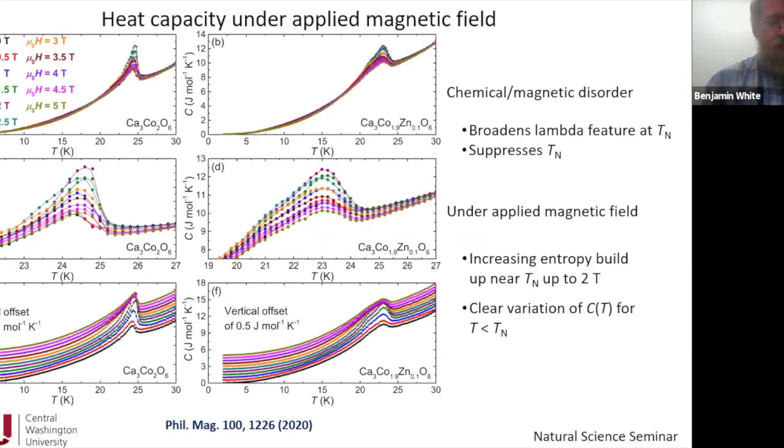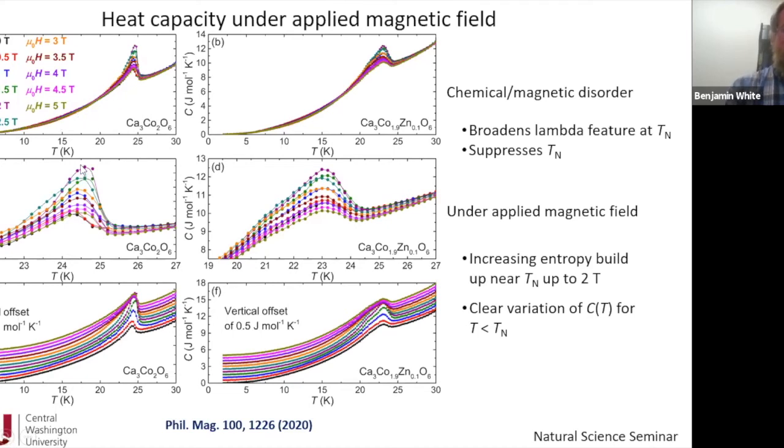The way we did it was by measuring heat capacity. This is a figure from the paper that we published, and I'm not going to go into all the details here, but basically heat capacity versus temperature allows us to look at things like where phase transitions are happening and what entropy is doing. So this big lambda-like feature in the heat capacity is associated with the phase transition to the long-range ordered spin density wave in the parent compound.